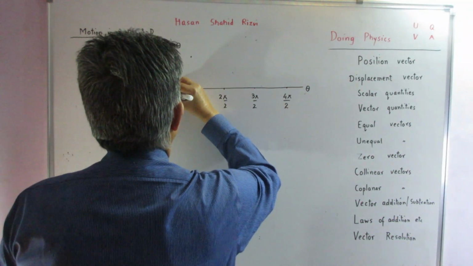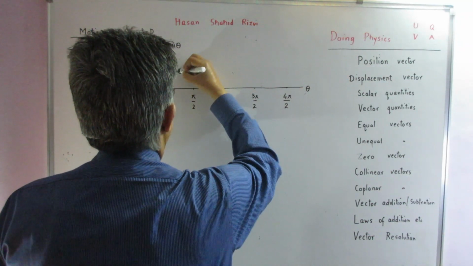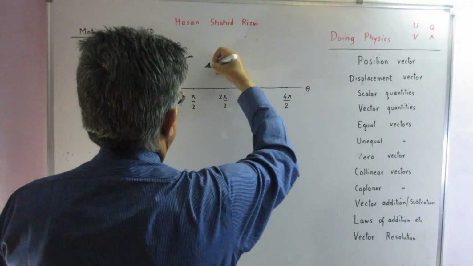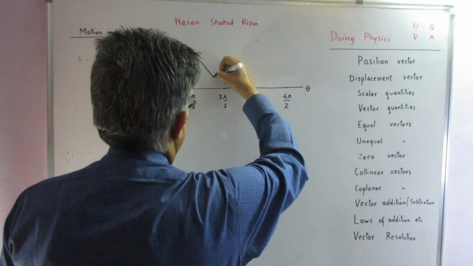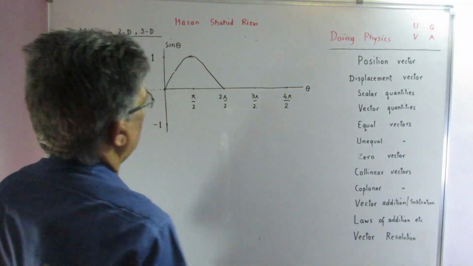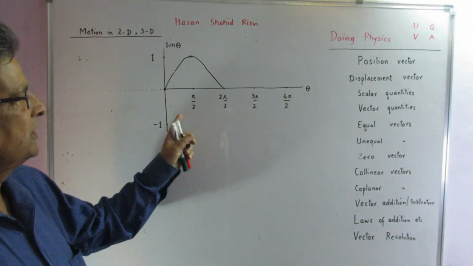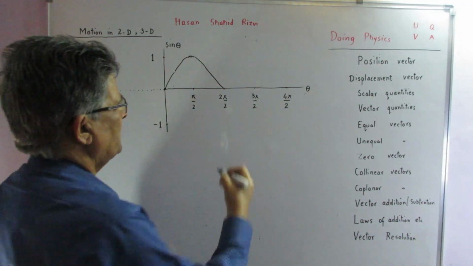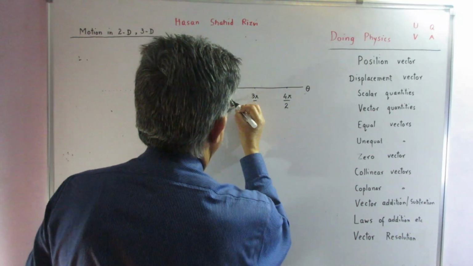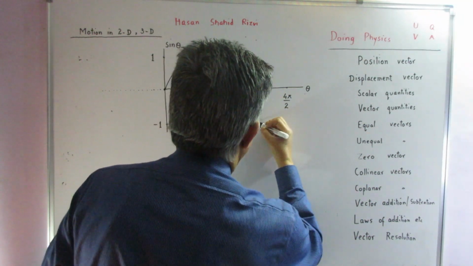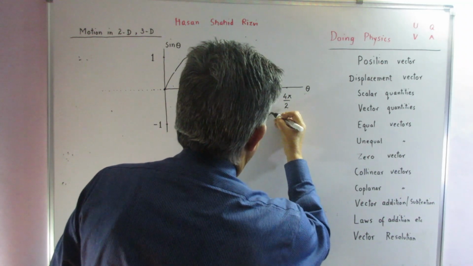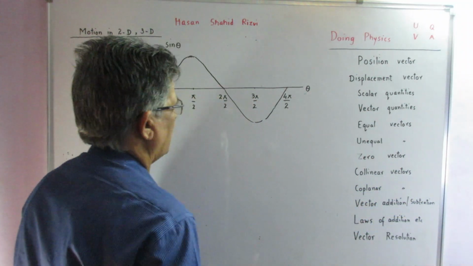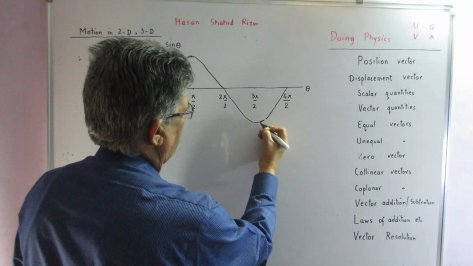So what I will get is what is called a sine curve, and that value becomes equal to 0 when theta becomes equal to pi, or 2 pi by 2. And similarly, I can extend it, and then it will repeat itself like this as the value of theta is increased.